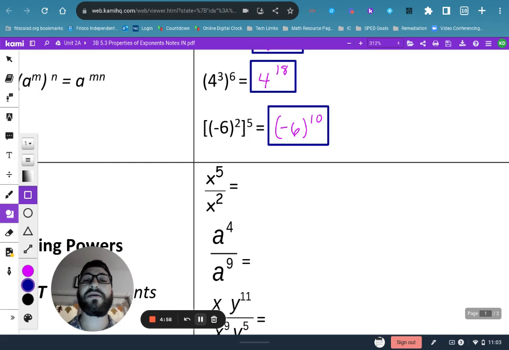And negative 6 parentheses to the second, parentheses to the fifth. 2 times 5, we get 10. We don't have to multiply out that negative or that 6, so we just leave that all inside for our base. Remember, our base doesn't change when we're working with exponent properties.